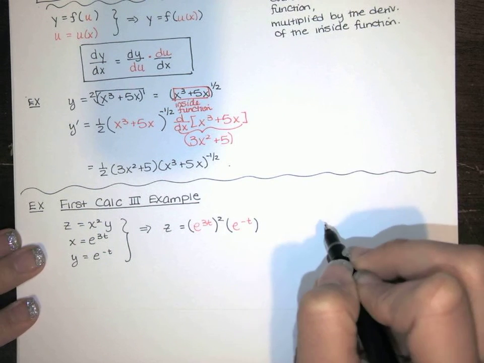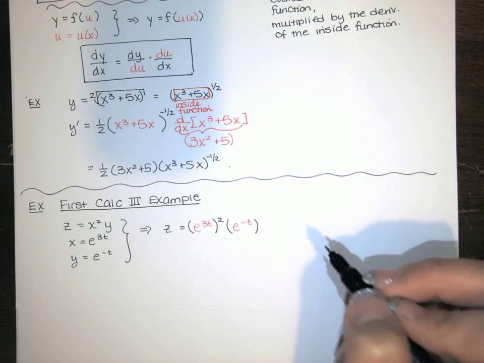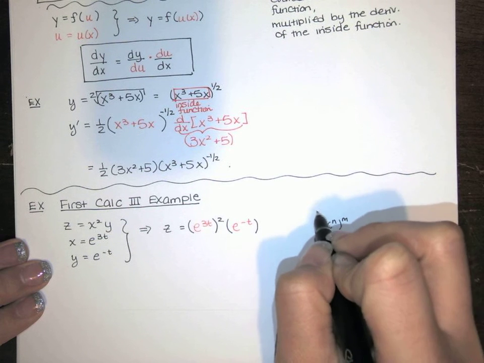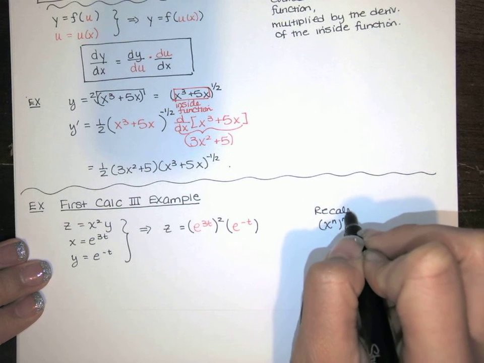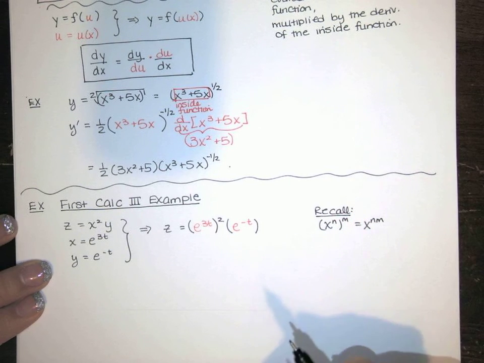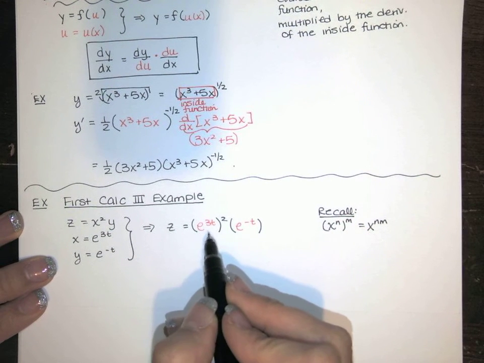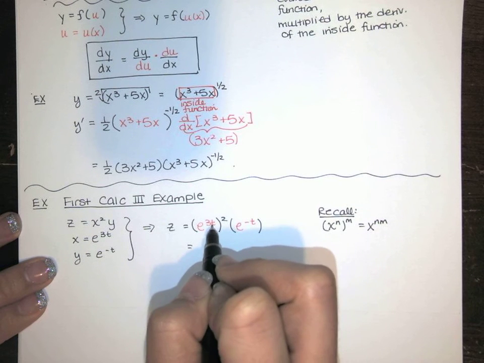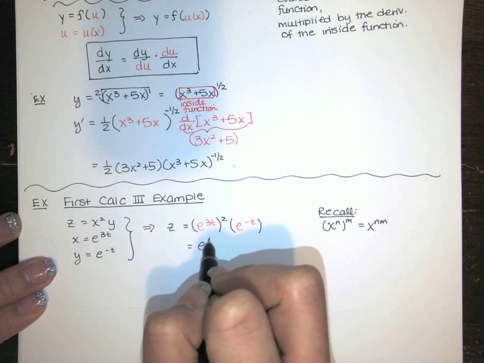Now, here are some exponent properties that we might need here. Remember, if you take x to a power and you raise it to a power, you just multiply those exponents. We're doing exactly the same thing here, it just looks different because of the exponential. I'd multiply the 3t and the 2, so that's going to give me an e to the 6t.